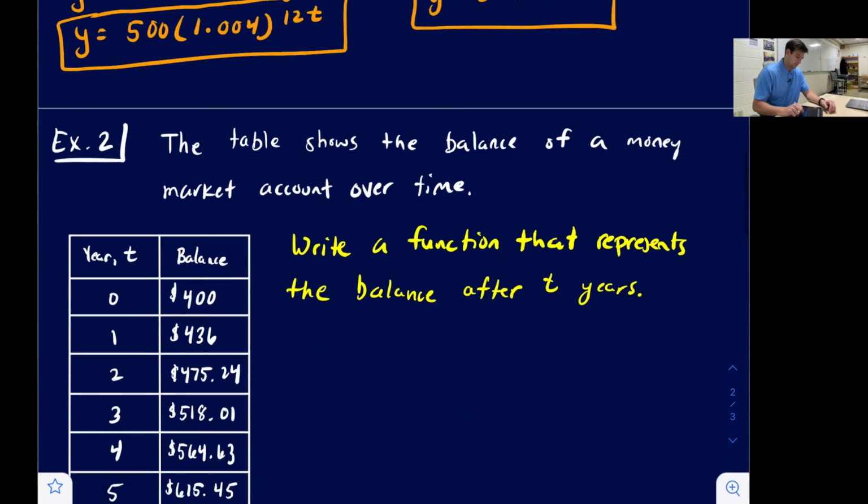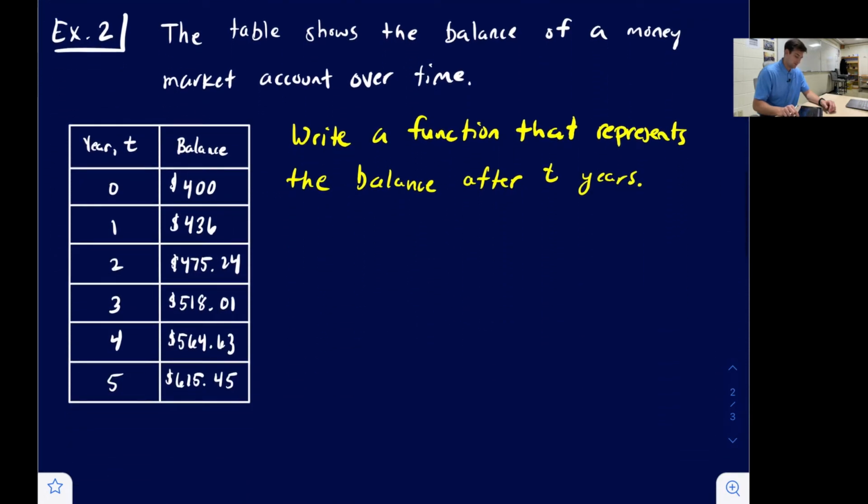All right, let's look at another one where we have a table. It says this table shows the balance of a money market account over time. Write a function that represents the balance after t years. Okay, so when we think about this one, we need to look at the balance that we have, which is on the y value here. We notice that it doesn't tell us anything about compounded monthly or anything like that, so we're going to assume, and notice we just have the years here, year 0, 1, 2, 3, 4, 5, that our interest is only compounded once per year.